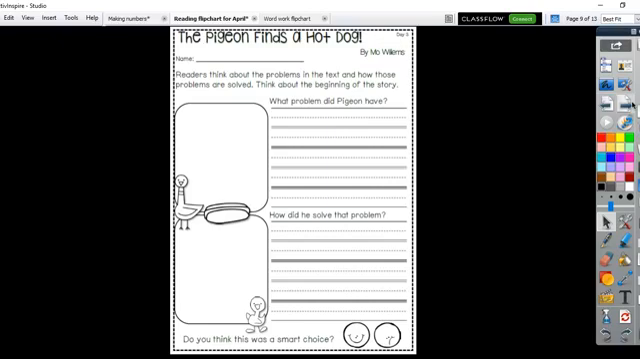So we have to think about what is the very first thing, what's the problem that Pigeon encountered? Well, if you remember our book, Pigeon Finds a Hot Dog, there was another character. Typically with Pigeon, with Don't Let the Pigeon Drive the Bus, in that book, Pigeon was the only character. He was talking to the reader. So there was only one character in the book. It was Pigeon and then him talking to the reader. But in this book, there was a secondary character, and that was the duckling.